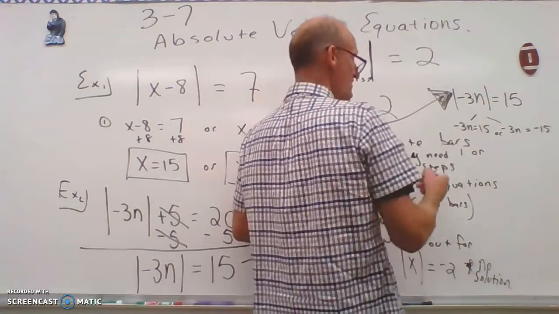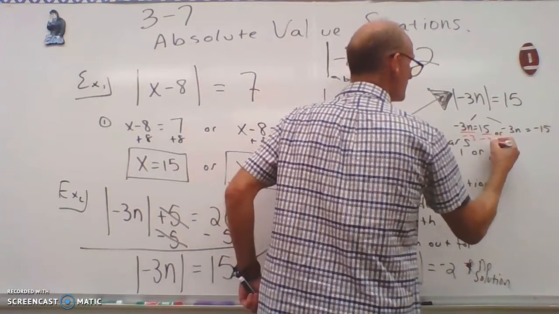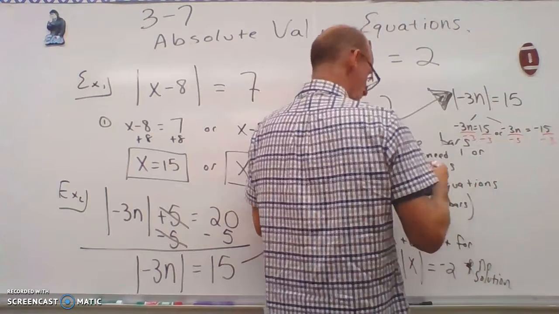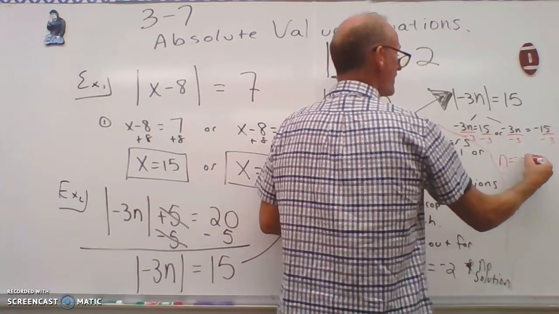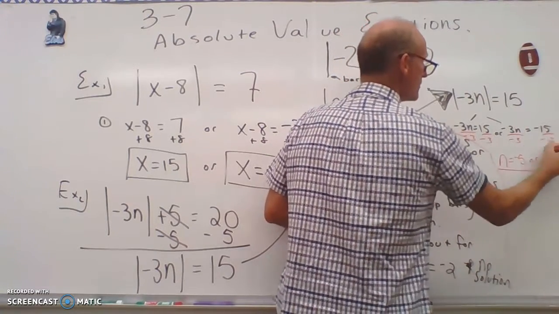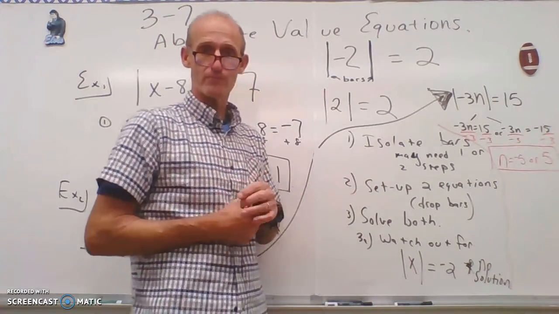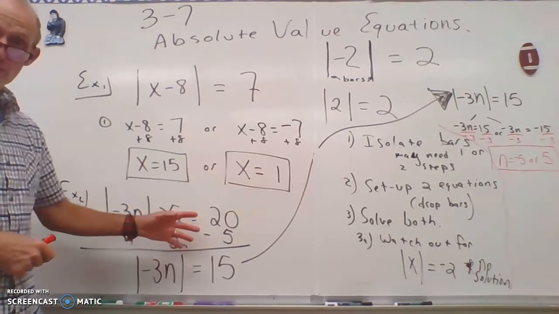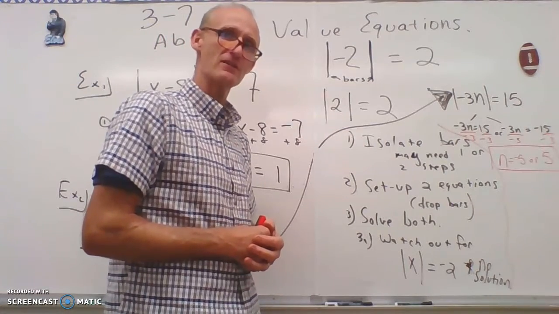We're going to solve both of these, and I will use red, I guess. Divide both sides by negative 3. So here, n equals negative 5 or 5. So it could be negative 5 or 5. Now that one was a little bit trickier, okay, because we did have to move the 5 over first, because you have to isolate the bars. Okay, you have to isolate those bars.